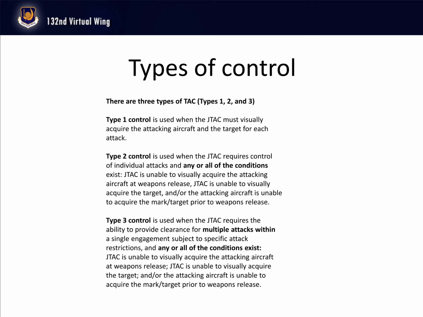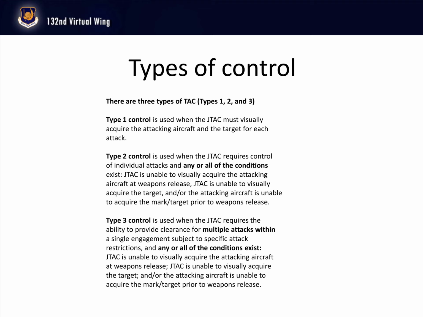Type 3 is used usually when there is a good distinction between hostiles and friendlies. For example, the easiest example is we have a river with our forces on one side and the hostile forces on the other side. Okay, so the JTAC can issue a Type 3, which allows the aircraft to do several attack runs on several different targets without being cleared for each and every target by the JTAC.